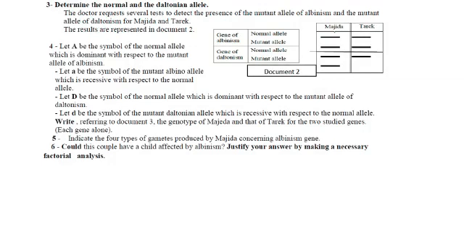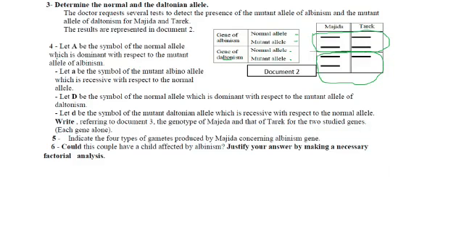We have Majida and Tariq. We have the gene of albinism. These are the alleles of albinism. We have the normal allele and the mutant allele, and we also have these two boxes referring to the gene of daltonism. We also have the normal allele and the mutant allele concerning the gene of daltonism.